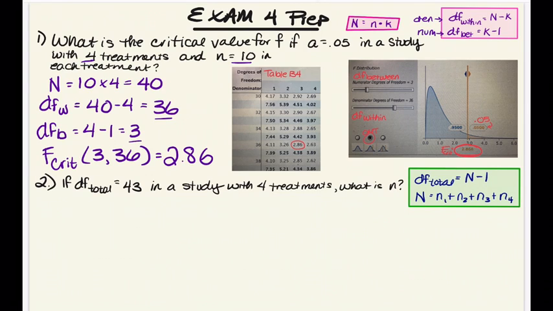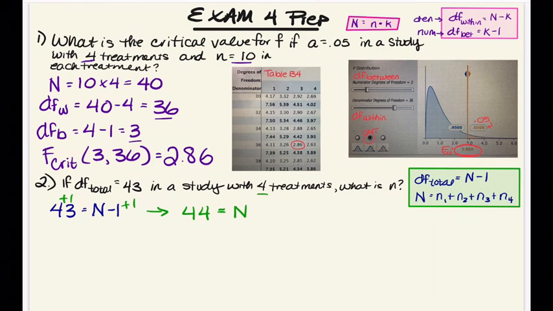Our next question asks for n, or the number of participants in each treatment, if the DF total is 43 and the study has 4 treatments. Since we know that the DF total is equal to the number of participants in the entire study minus 1, we can add 1 to each side to determine the value for capital N.